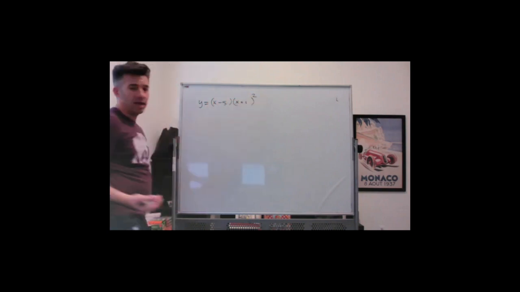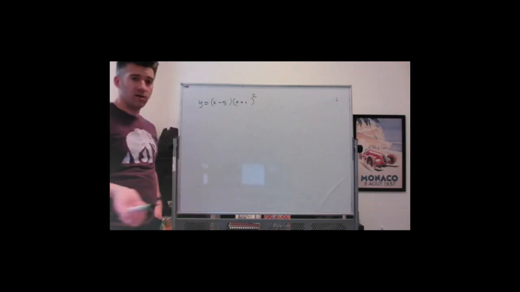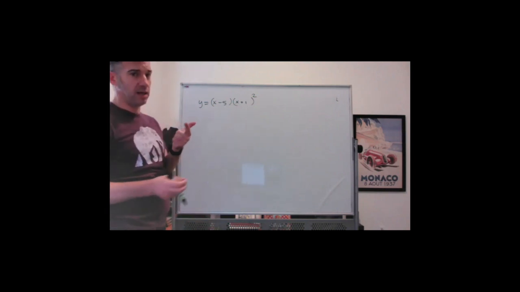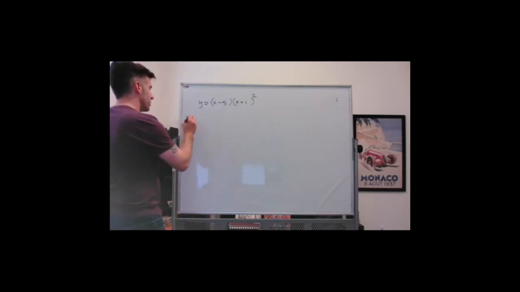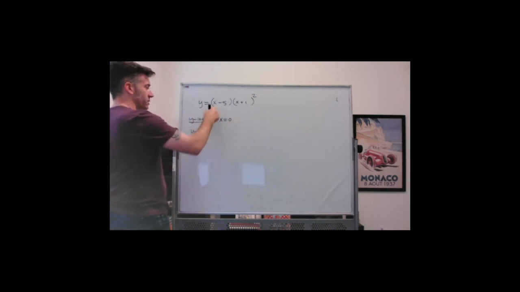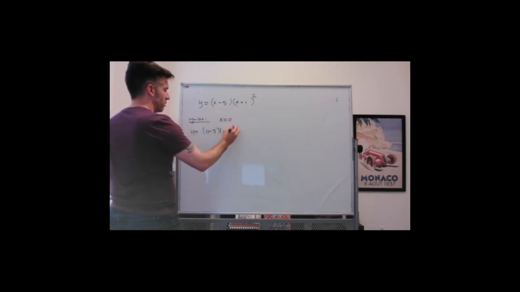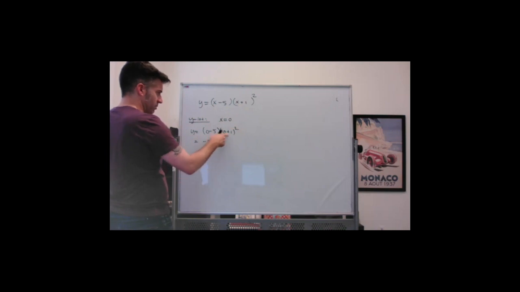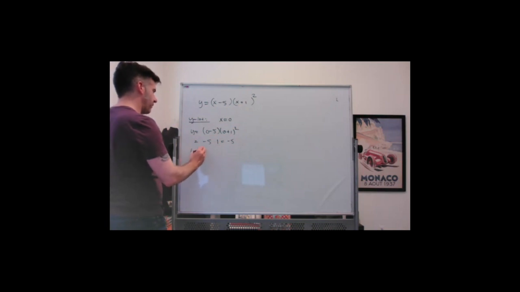Now I want to graph y equal to x minus 5 times x plus 1 squared. And the idea here is we're going to find the y-intercept, the x-intercepts, and the multiplicities of those x-intercepts to help us graph it. So let's do the y-intercept first. We're going to set x equal to 0. We're going to get y equal to 0 minus 5 times 0 plus 1 squared. That's going to be -5 times 1 squared, which is 1, and -5 times 1 is -5. So my y-intercept is 0, -5.